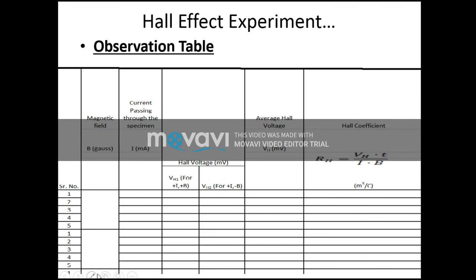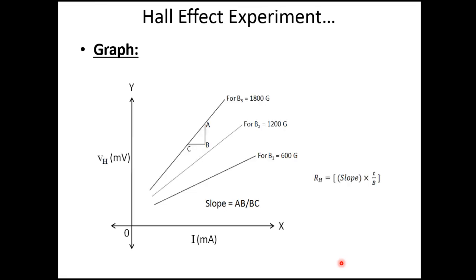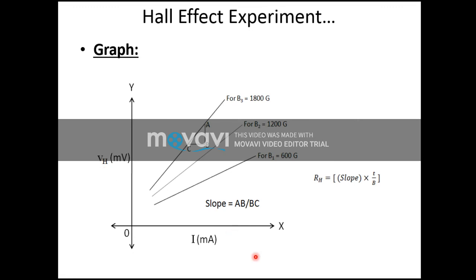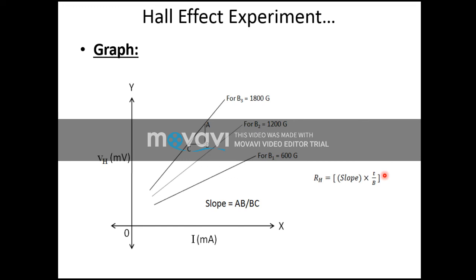And the third is, you can again take the third value of the magnetic field and measure the values here. If you plot a graph between Hall voltage and the current, the graph is being shown here for three values of magnetic field. For example, 600 Gauss, for B2 1200 Gauss, and for B3 1800 Gauss. So you can find the slope into T by B. So from the graph also you can find the value of Hall coefficient.